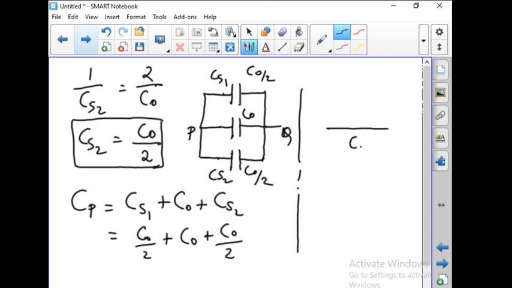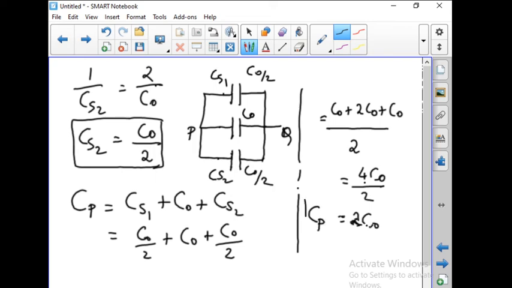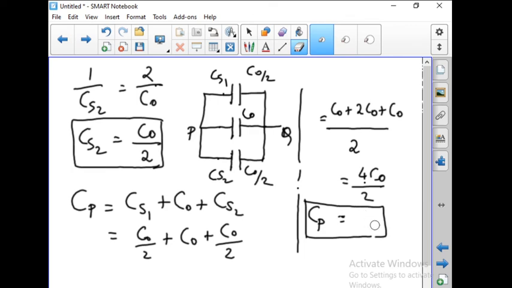So we can write as C0 plus 2 C0 plus C0, is equal to how much? 2, 3, 4. 4 C0 by 2 is equal to 2 C0. So Cp is equal to 2 C0. So we get 2 C0.